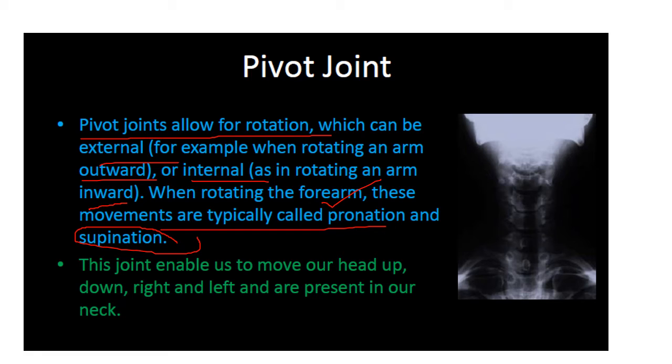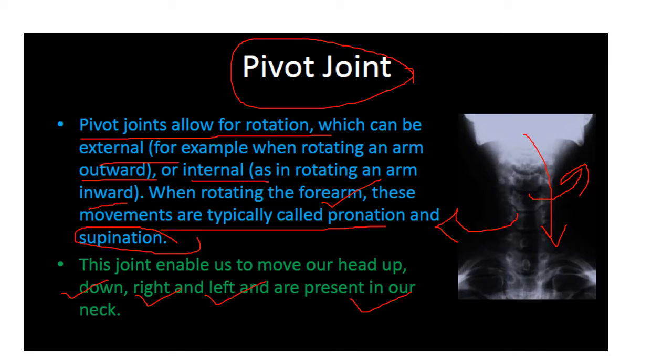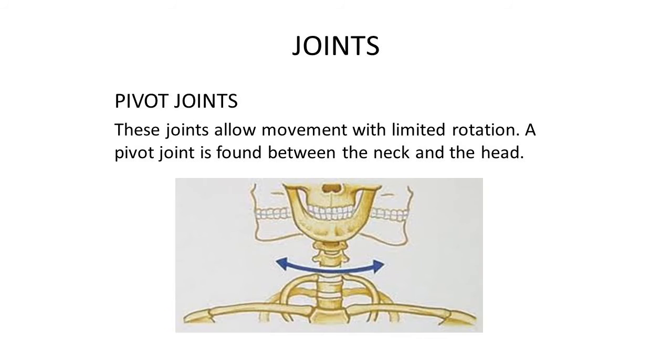The joint enables us to move our head downwards, in the right direction and in the left direction, and it is present in our neck. You can see the neck can move in this side direction and in this direction, and even it can bend in a downward position. So this is called the pivot joint. Pivot joints allow movement with limited rotation. It can move only this side and here also, and even bend down, and it is present in the neck and head region.